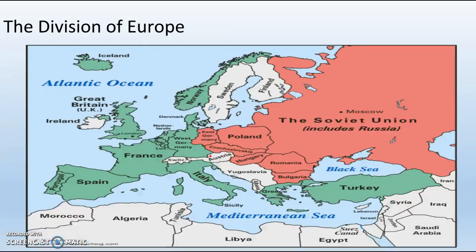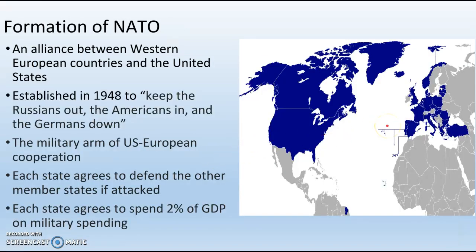If you look at this map and then go back and look at this map, notice those green countries are the exact same countries over here in blue. It's the same thing. Each country agrees to defend the other member country if attacked. This is really important. So if the Soviet Union were to invade Poland or Germany, the United States would have to get involved.